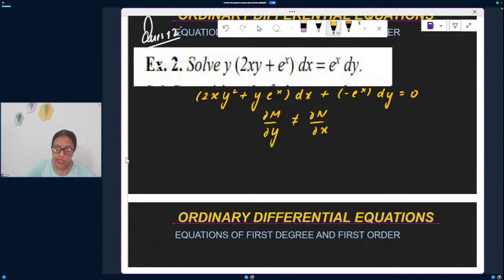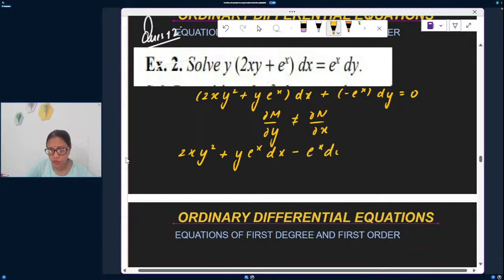If it is not exact, open it. 2xy square, there is no formula, nothing. What we are doing here is dx minus e raised to power x dy equals 0. This is not exact. But can I try to merge? This is x dx.